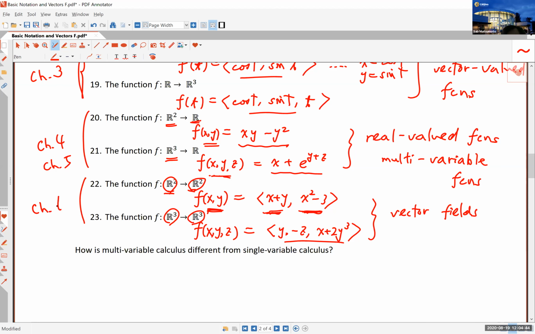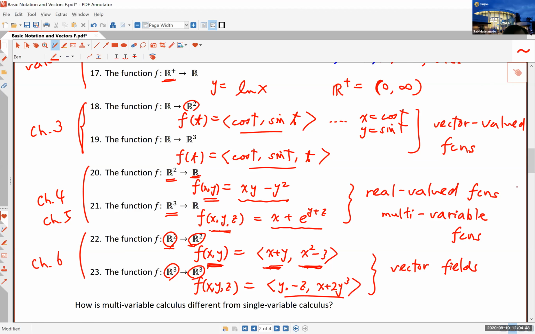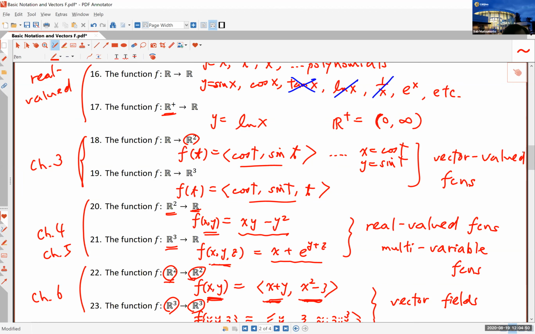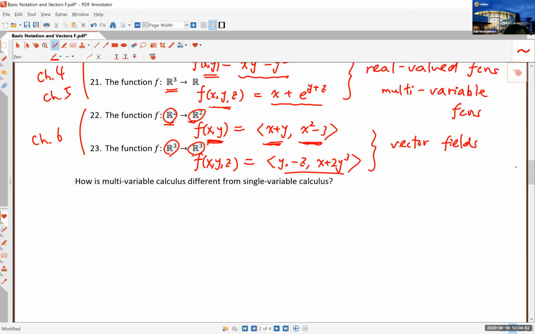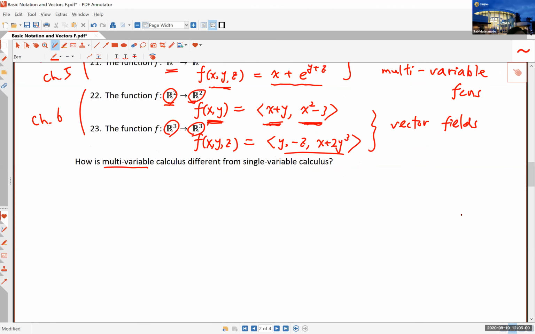Okay, look, this is an outline of this entire course. We are in chapter 2, and then these are the functions we'll be studying: 3, 4, 5, and 6. So this class is multivariable calculus. Right now, how is it different from what we used to have? Okay, so let me just give you a little picture of what you can expect.